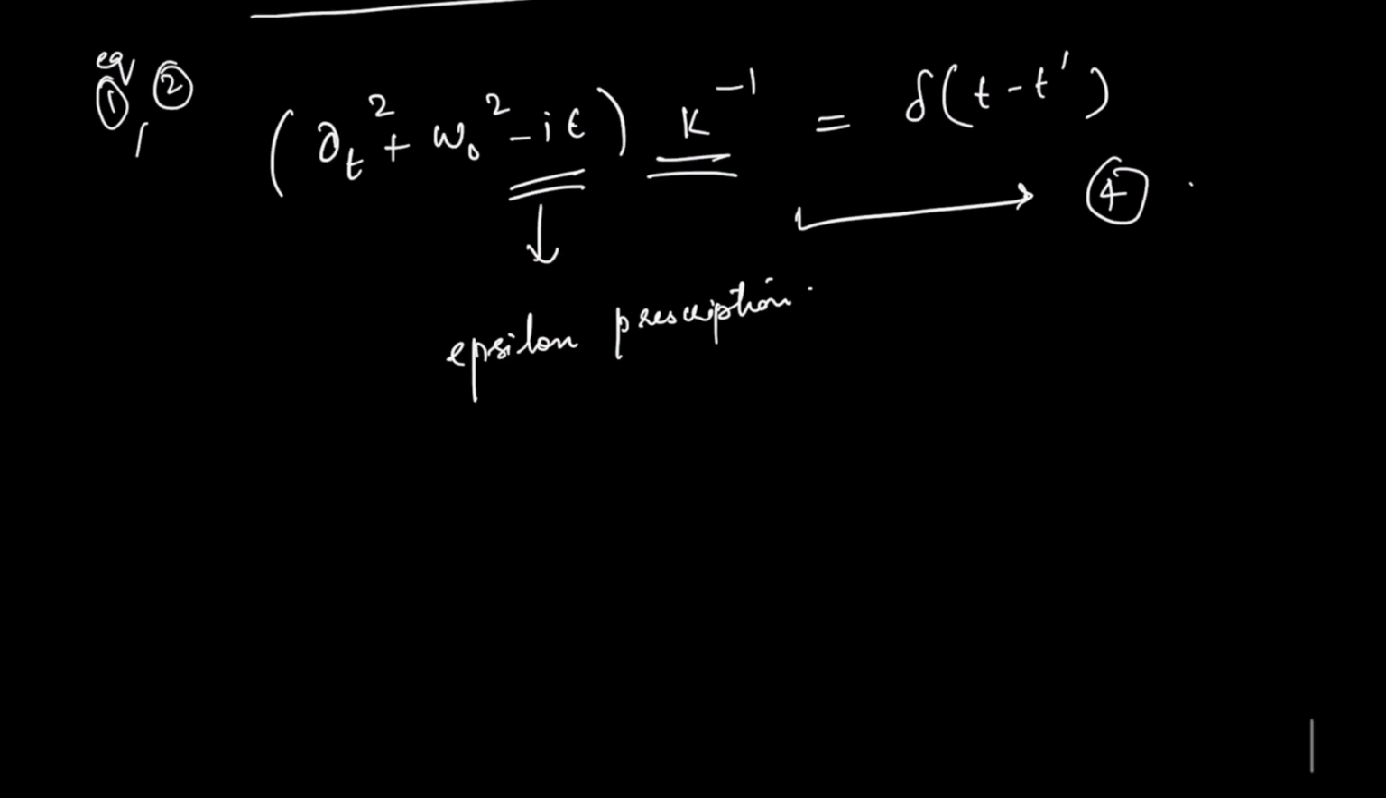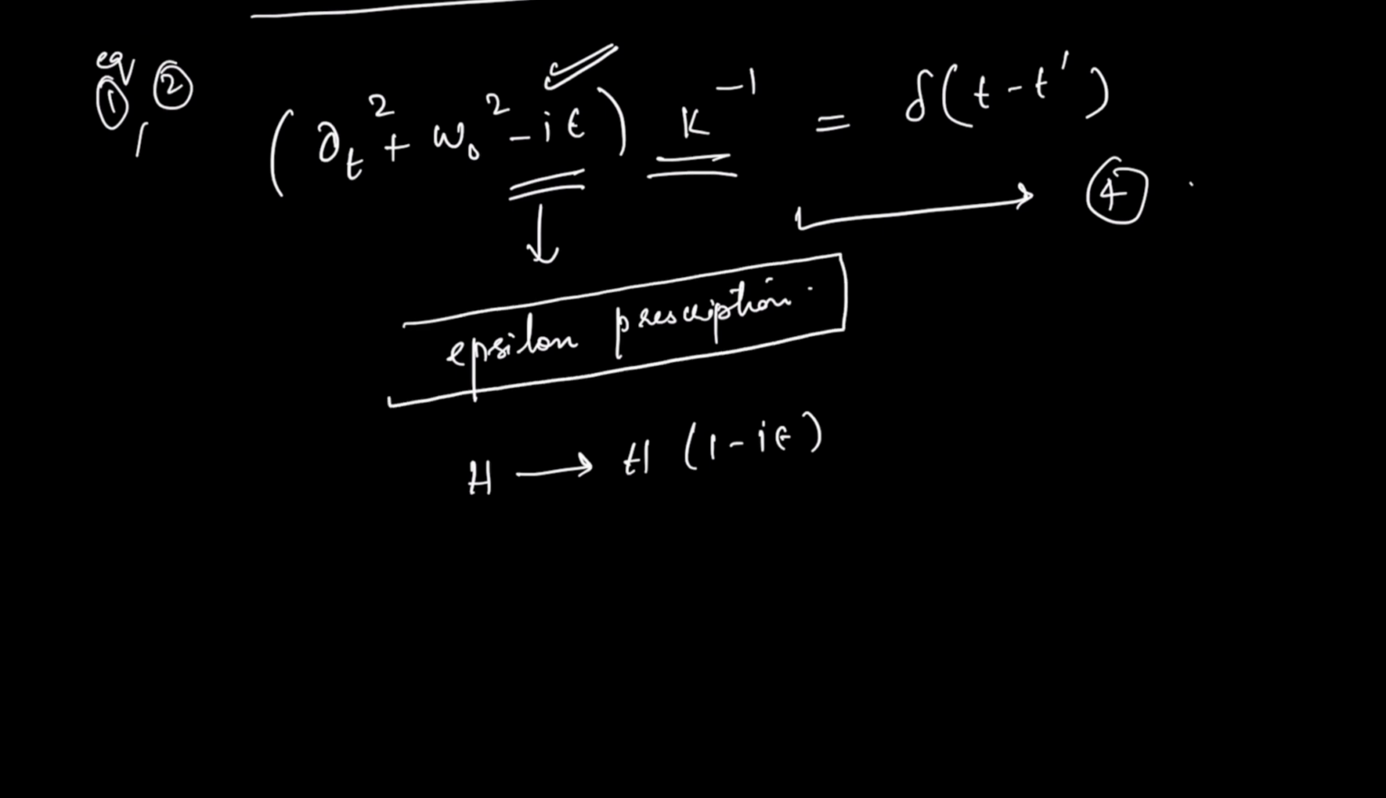Here in this expression, i epsilon came when I substituted h as h 1 minus i epsilon. So this same epsilon prescription in the Feynman propagator can be recovered through this procedure. Okay, so we can see that these formulations are consistent with each other. This procedure and the epsilon prescription are consistent with each other.